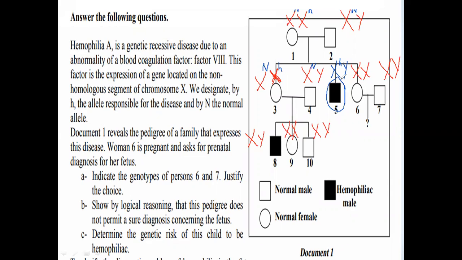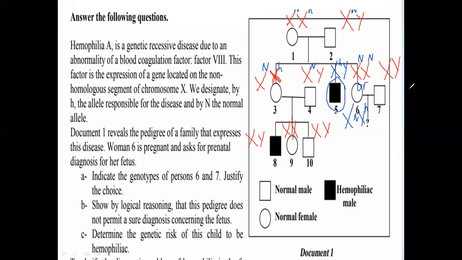Genotype, justification: XN, definitely. XN XN or XN XH, for female 6. So XN XN or XN XH. Why? Justify. She's normal, meaning she possesses allele N, so allele N is obligatorily present. The second allele can be either XN or XH. Okay, great. So XN XN or XN XH.